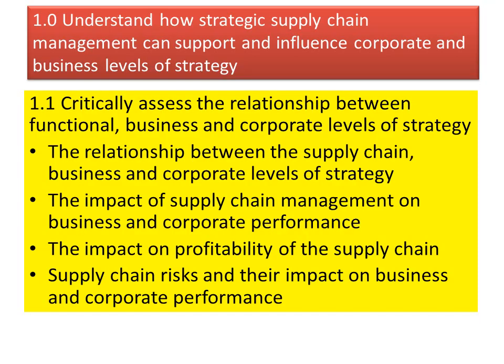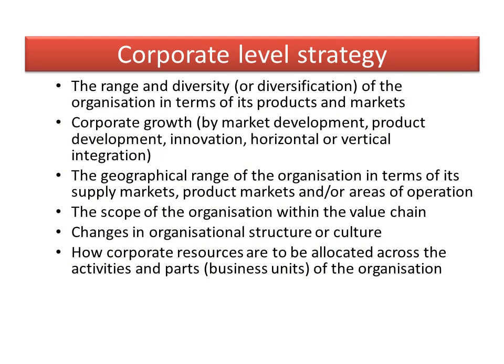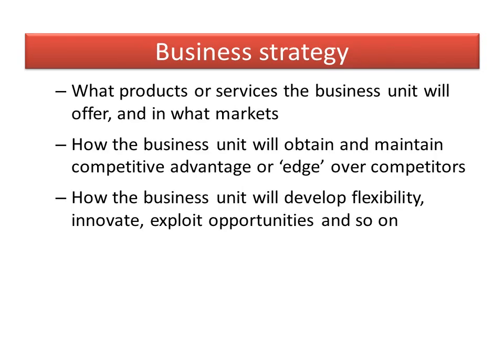So 1.1 is about levels of strategy, supply chain management and corporate performance, profitability, huge in the case, and risks in the supply chain. Corporate level strategy is about the type of company that you're going to be, what products and markets you want to be in, and what sort of resources will be allocated to the different parts of the business strategy.